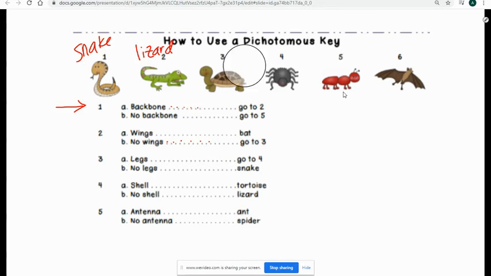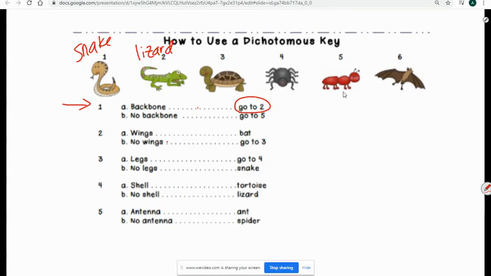Let's erase and go to the third organism. So looking at our third organism here, same exact process. Start at step 1. Does it have a backbone? Does it not have a backbone? And this one, it might be hard to tell, but he is holding his head up. So based on that, you can kind of tell that he has a backbone. So yes, he has a backbone. We're going to go to 2.